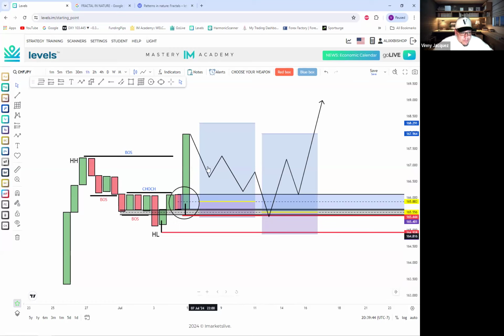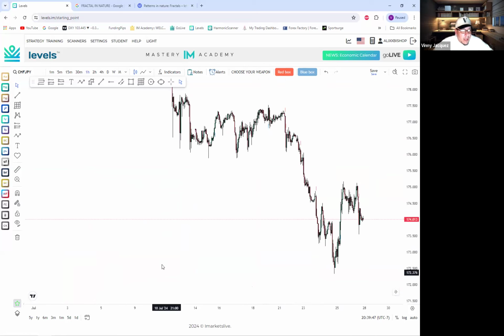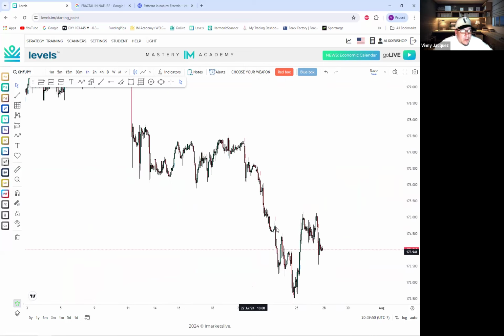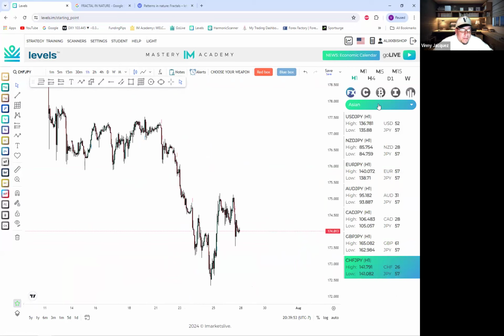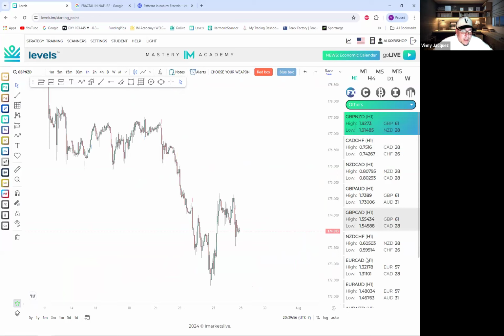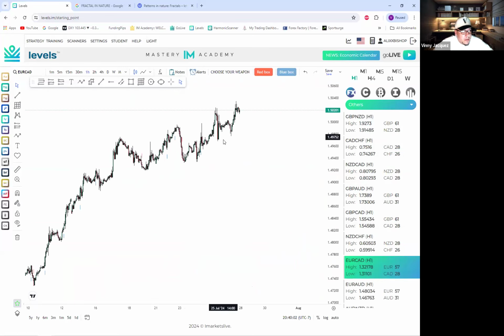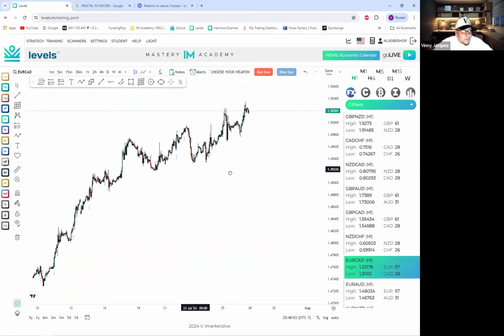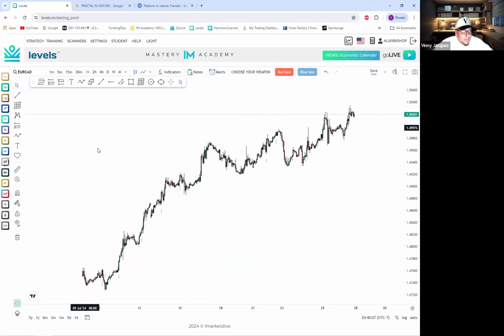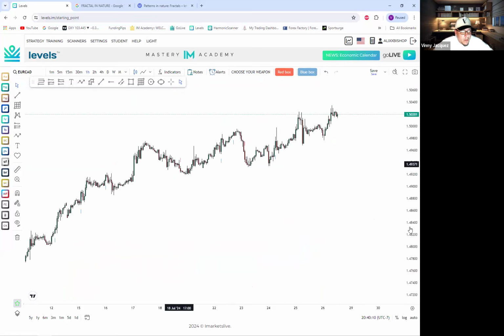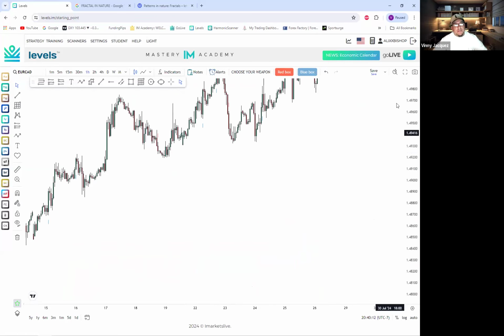So let's go ahead and take a look at some market structure, guys. Let's take a look at some random pairs. You guys want me to look at anything specific? Oh man, this is perfect. Look, we're on the 1 hour time frame, right? We're on the 1 hour time frame. Oh, this is perfect.